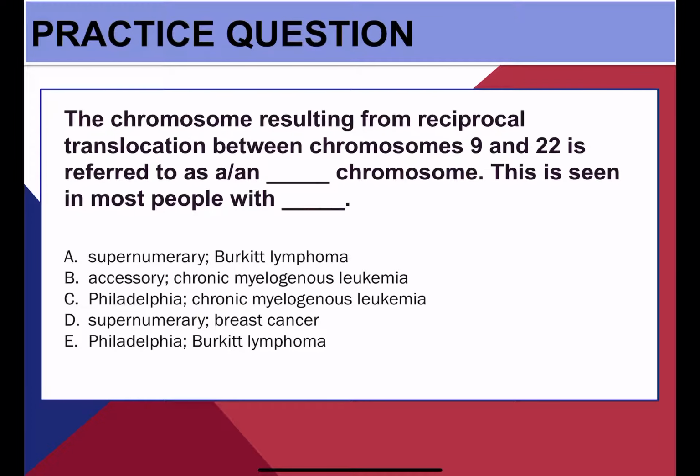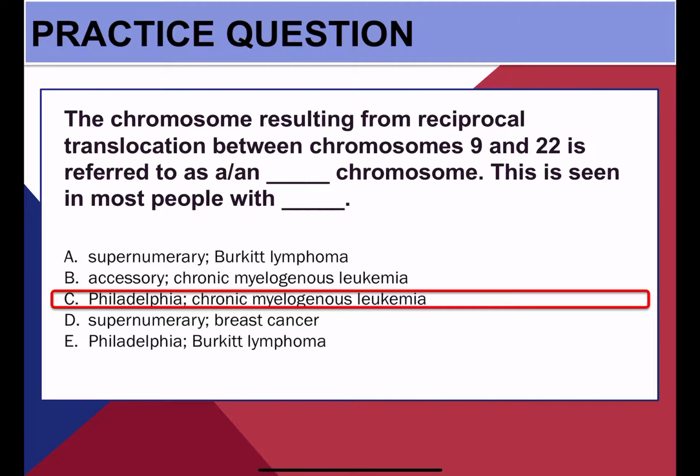The chromosome resulting from reciprocal translocation between chromosomes 9 and 22 is referred to as what kind of chromosome? Philadelphia. This is seen in most people with which cancer? Chronic myelogenous leukemia. The Philadelphia chromosome causes the fusion of two proteins responsible for the onset of chronic myelogenous leukemia.